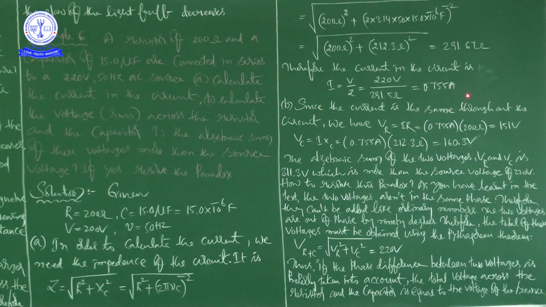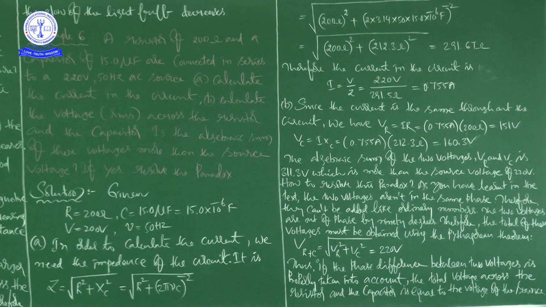0.755 amperes. Okay, now part A is completed. What is he asking? Calculate the current in the circuit. Right, we calculated that. Now, part B: calculate the voltage across the resistor and the capacitor.